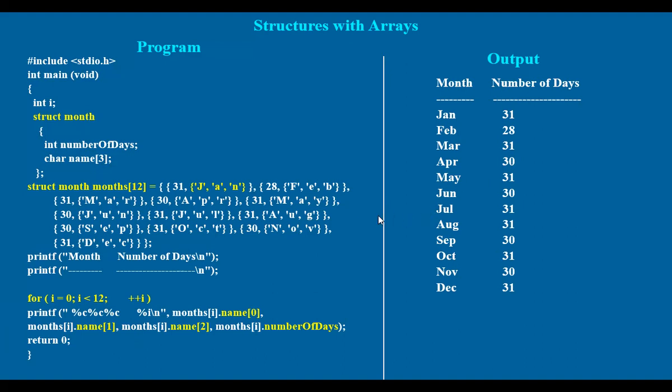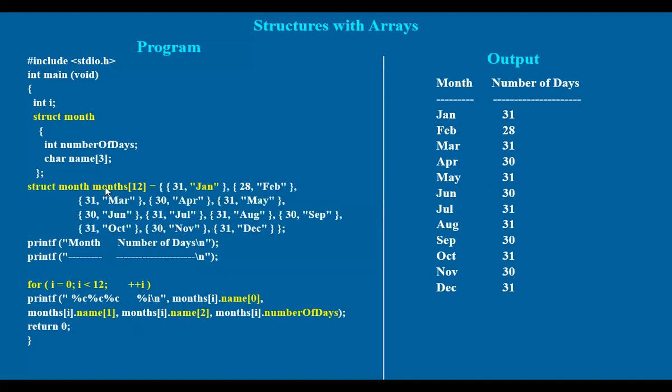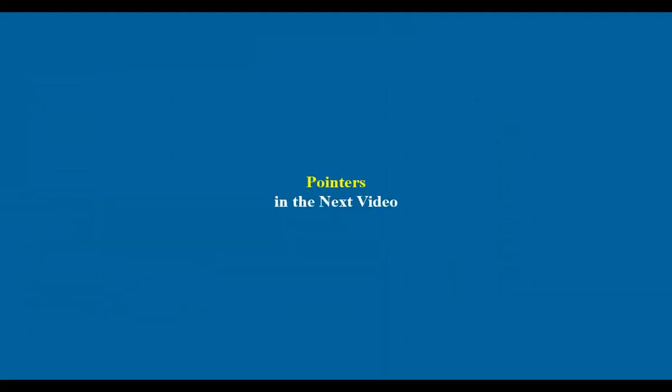Okay. It can be even simplified. Instead of writing JAN separately and putting each character in single quotes, you can just replace it with the name of the month taken directly and put in double quotes. That also will do the same job. And you get the output like this. The display is clean. Okay. So I think this is the better way of declaring the data, assigning the data.